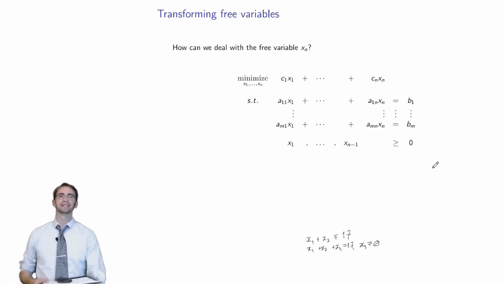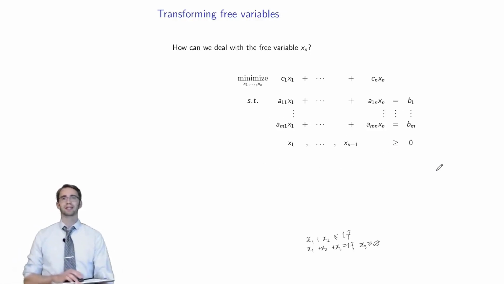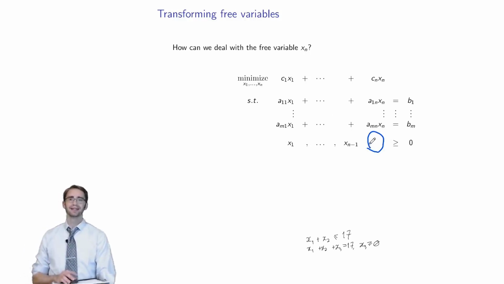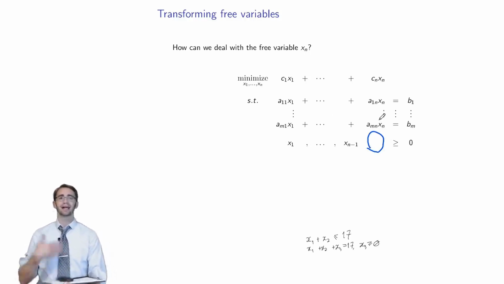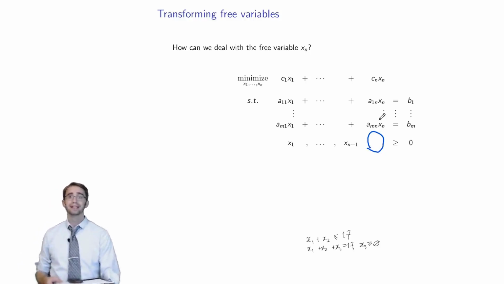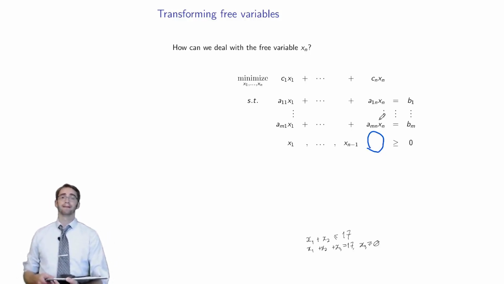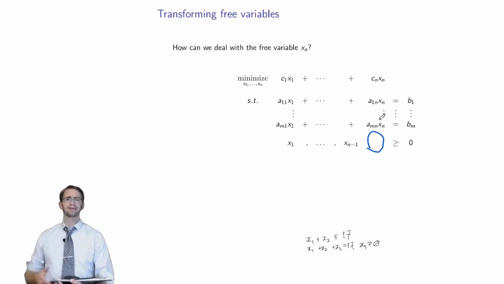Now, free variables are even more ridiculous. It's an even sillier trick. This is a linear program that almost looks like standard form again, except that xn does not have a sign constraint. So xn is allowed to be negative. So you've got a variable that's allowed to be negative now. How do you work with that?